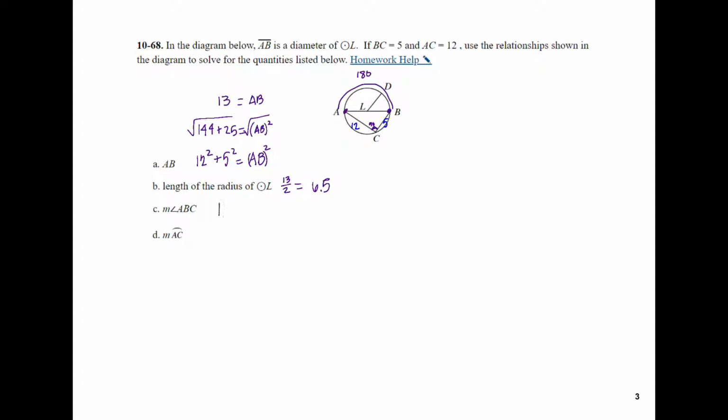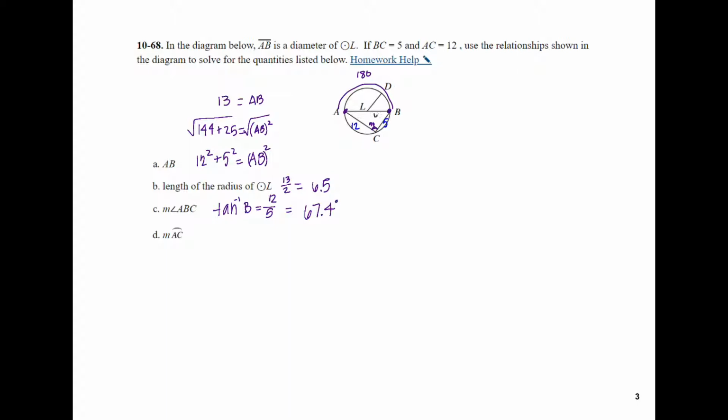So the tangent uses the opposite, which is 12 over 5. To find the angle, you want to make sure you use the inverse tangent. So we get 67.4 degrees when we plug that in our calculator.